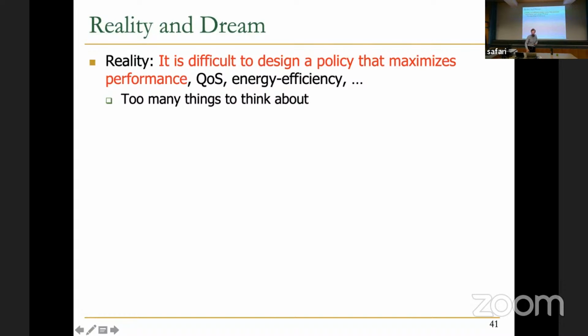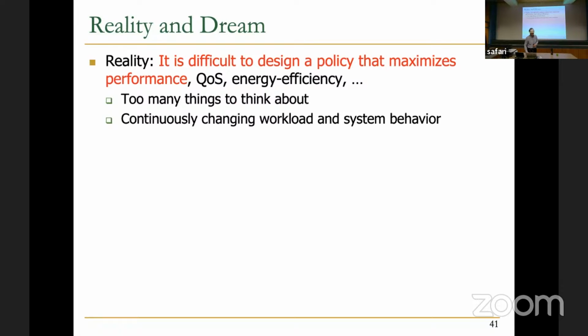As a human, you have limited resources, and you have continuously changing workload and system behavior as well. Workloads change and system behavior changes. System constraints change also, right? A lot of things are dynamic in today's systems. You have dynamic voltage and frequency scaling, and the pressure on the memory changes once you have dynamic voltage and frequency scaling in your CPUs and accelerators. So there are a lot of things to change, essentially.